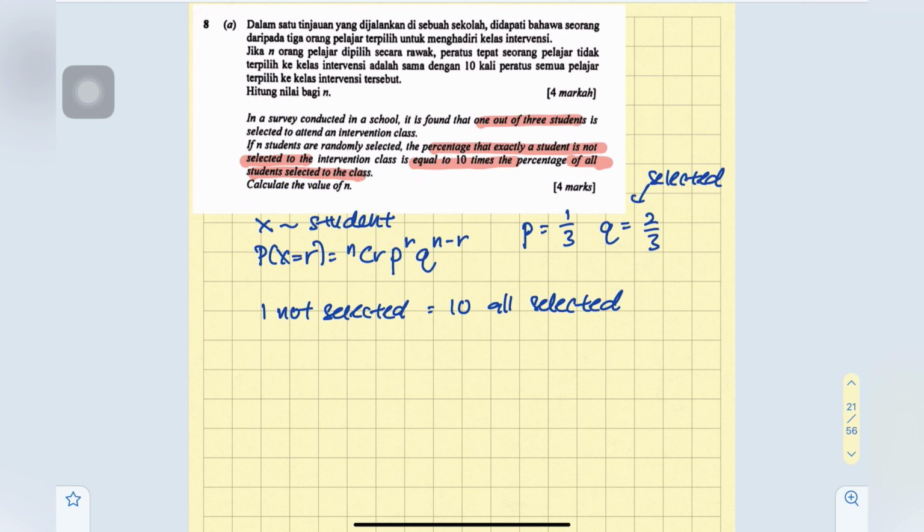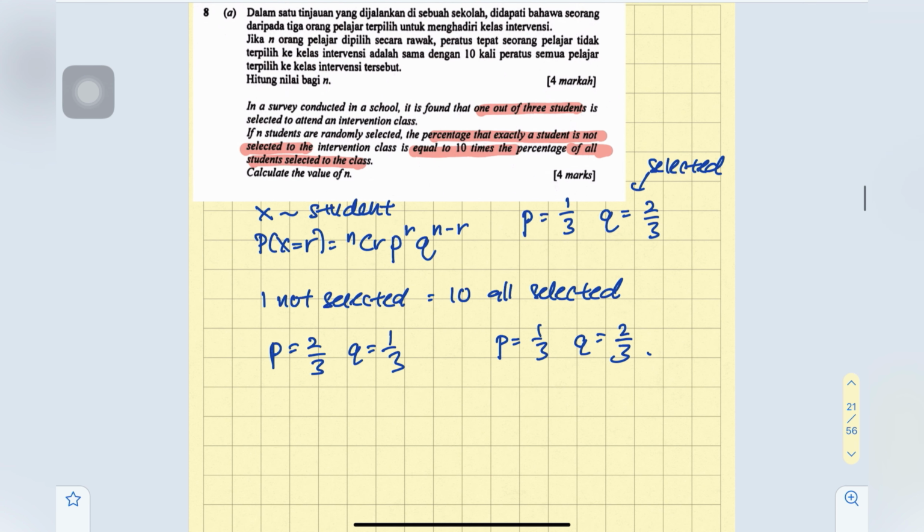Okay, so we have to look at which probability applies. For the not selected, p is 2 over 3 and q is 1 over 3. But for those selected, p is 1 over 3 and q is 2 over 3. So we put these into the binomial distribution formula.